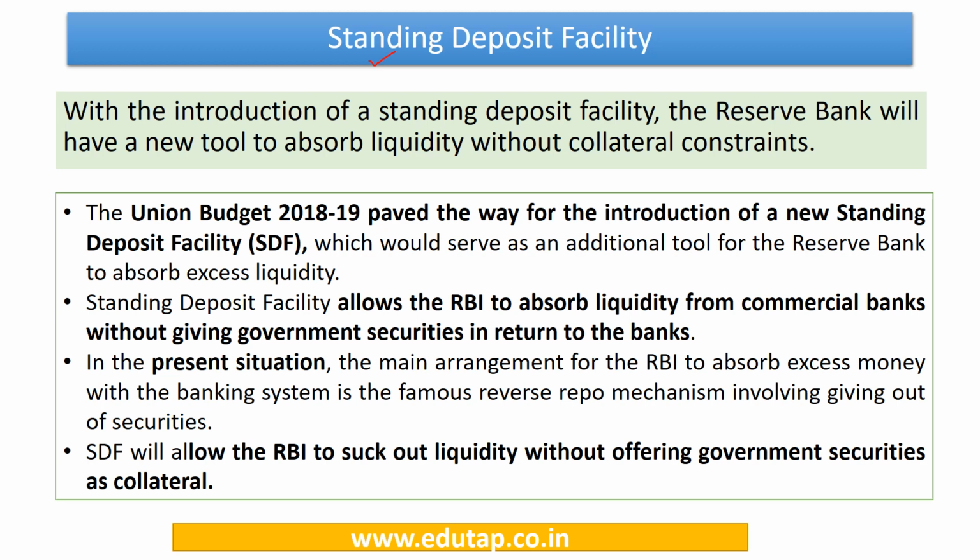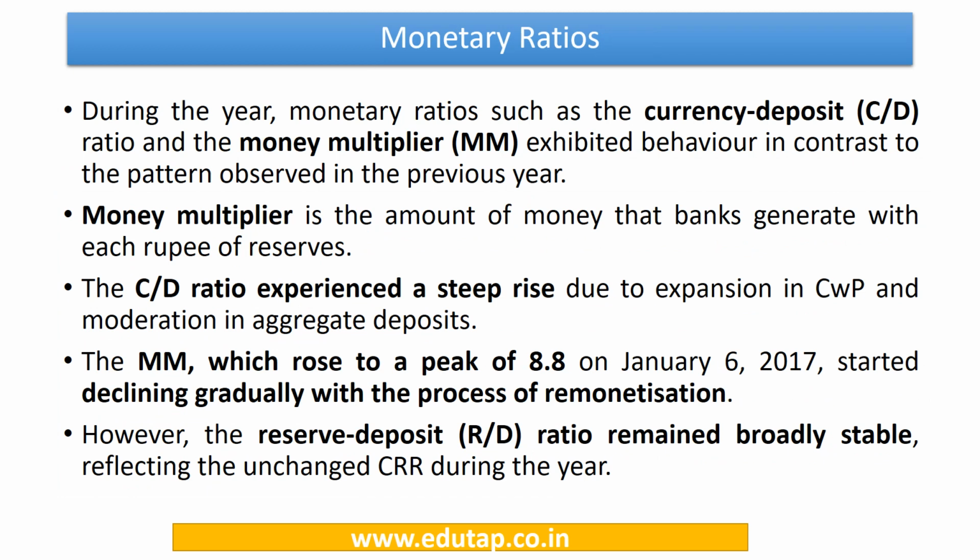Now if you move to the monetary ratios, these ratios comprise the currency to deposit ratio, the money multiplier, and then there is also the reserve to deposit ratio. If you talk about the currency to deposit ratio, this ratio has experienced a steep rise due to expansion in currency with the public. So currency with the public has increased, and this has accelerated this particular ratio.